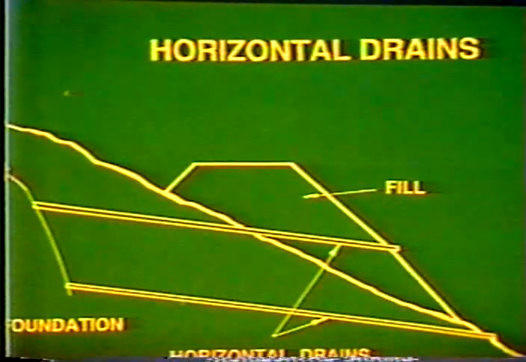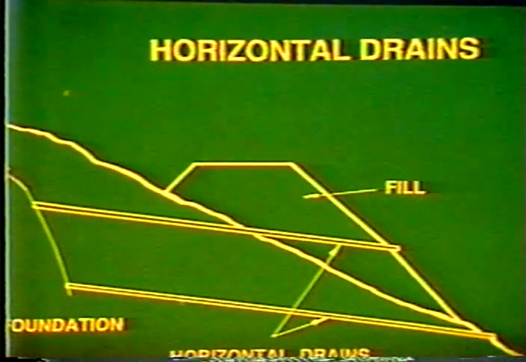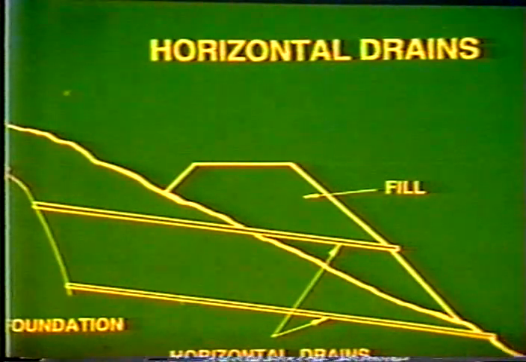Let's look at the concept a little bit more here. Basically what we're doing is installing horizontal pipe in a drill hole, and we're trying to intercept the water table, which is shown to the left of the monitor there, trying to intercept the water before it gets into the landslide or into the embankment.